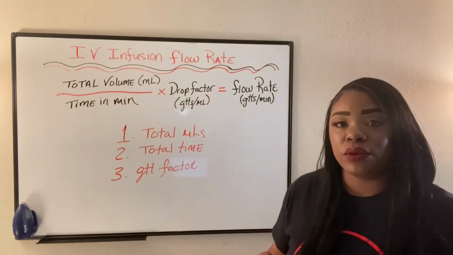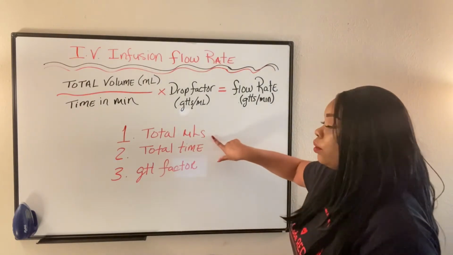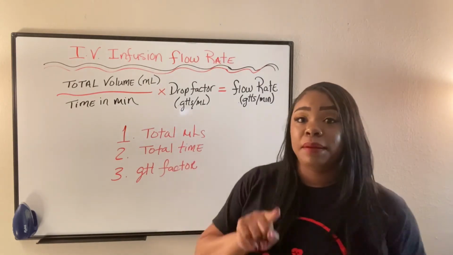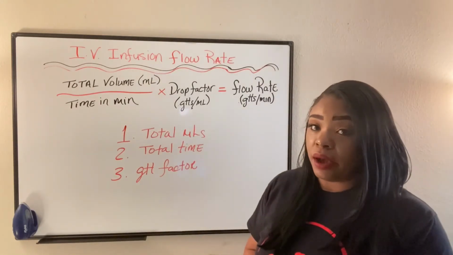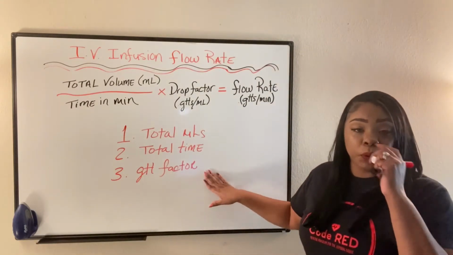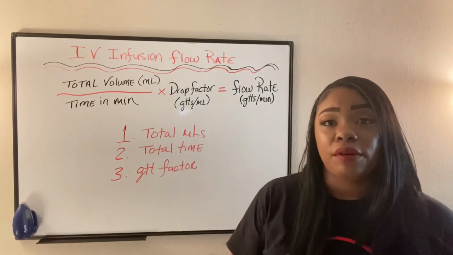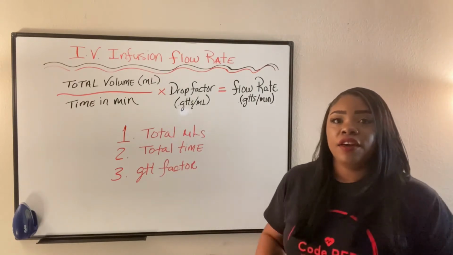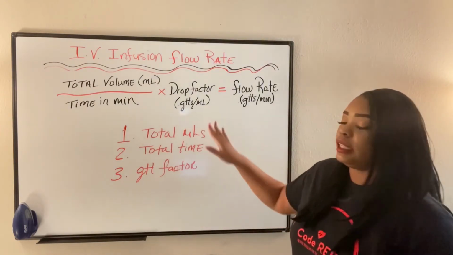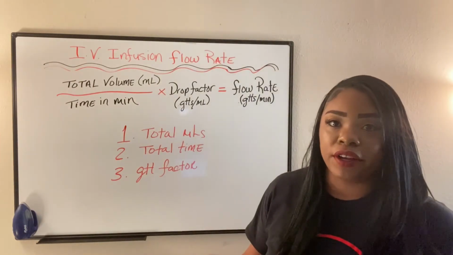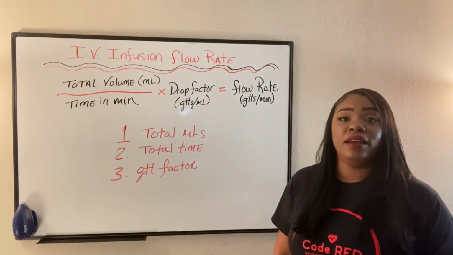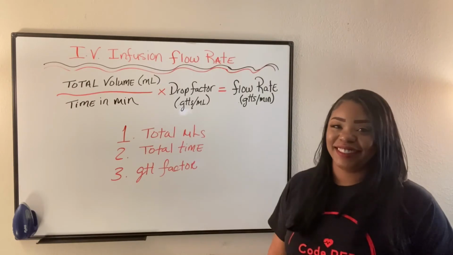So what do you need in order to conduct this formula? You need the total milliliters, the total amount of time, and remember, we're going to do that in minutes, and you may be given the time in hours, so convert first. And then the drop factor, which you will get in your question. And that's the one that I referred to earlier, where it'll say 15 drops per milliliter or 20 drops per milliliter. That is your drop factor. All right, let's go ahead and put this formula into action.